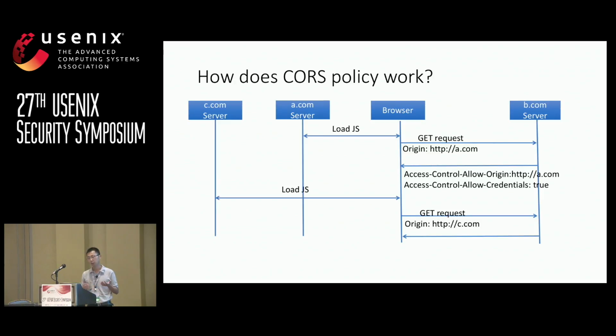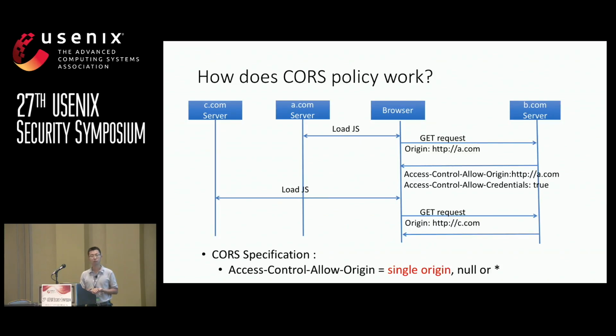But what if B.com also wants to share data with C.com? Maybe you want to specify a comma-separated list of origins. But actually, it's an invalid configuration. In the CORS specification, the CORS policy can only be a single origin, null, or a wildcard. So that means the web developer has to dynamically generate different CORS policies for different requesting origins. We found this dynamic generation process is error-prone in practice.